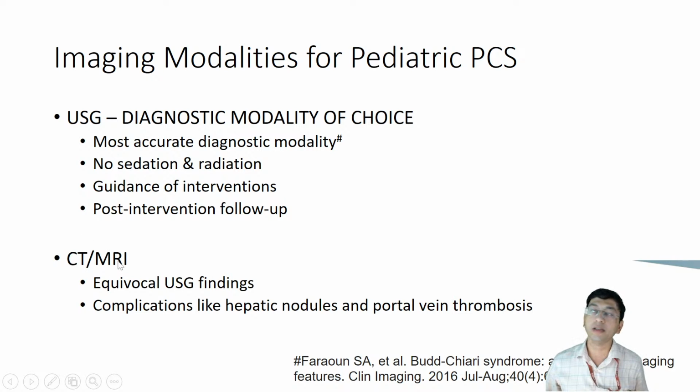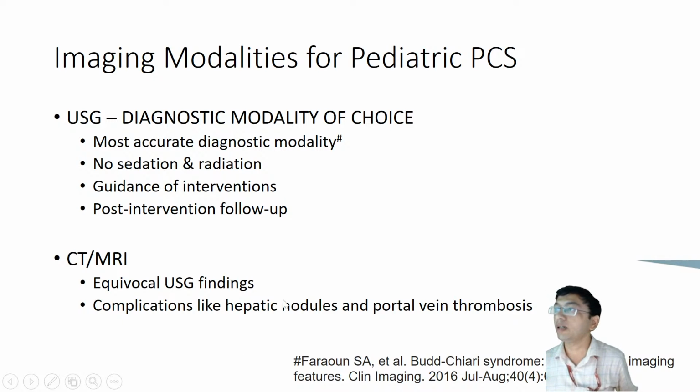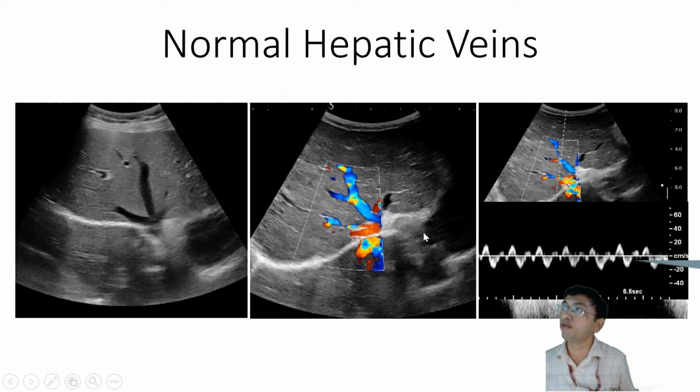The other cross-sectional modalities, that is CT and MRI, have limited indications for pediatric Budd-Chiari syndrome diagnosis. In cases of equivocal ultrasound findings or for characterization of the various hepatic nodules that may come up in a Budd-Chiari syndrome patient, CT and MRI may prove to be useful.